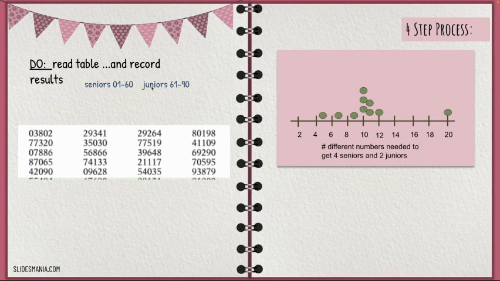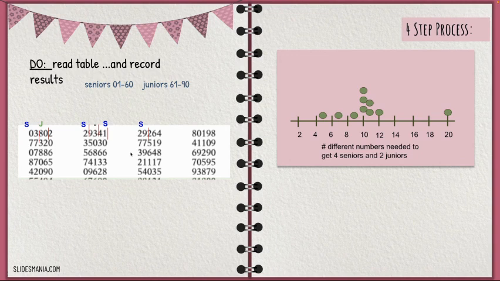Okay, so we're going to read the table and record results. So remember, these are seniors, these are juniors. So 03 is a senior. 80 is a junior. So right now I have 1 and 1. And then I have to read across the line. So 22 is a senior. 93 I'm ignoring, so I don't even include that in my trials. 41, senior. So I have 1, 2, 3. And remember, we want 4 seniors, 2 juniors.